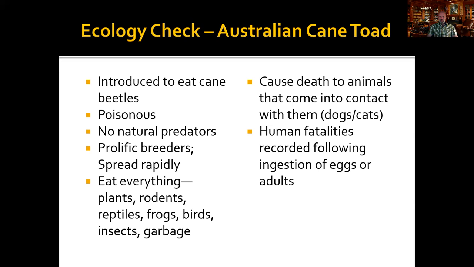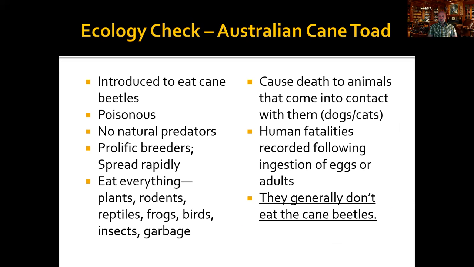Some of the Aboriginal tribes in the deep bush in the middle of Australia, cane toads came hopping in. They're like, oh, we haven't seen these before. What are they? Let's eat them. And there have been human fatalities from eating the toads or eating their eggs. And here's the kicker. They generally don't eat the cane beetles.